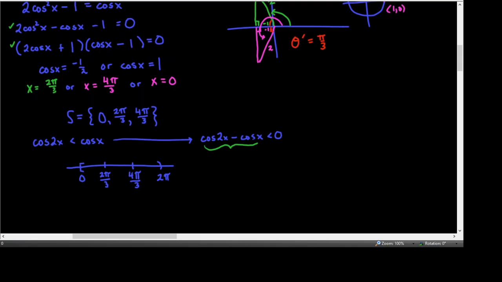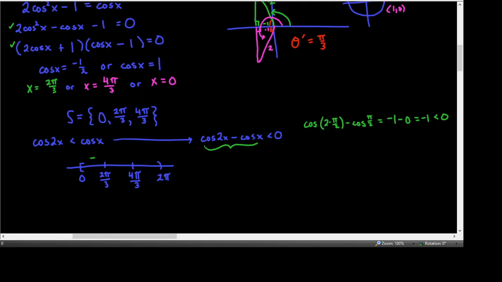Okay? So let's pick a number that's between 0 and 2 pi over 3, like pi over 2. I'm actually going to write this one out because it's more complicated than some of the others we've done. So cosine of 2 times pi over 2 minus cosine of pi over 2. Trying to see if that's a positive or a negative answer. 2 times pi over 2 is pi. Cosine of pi is -1. Minus cosine of pi over 2 is 0. And of course that is a negative answer. So between 0 and 2 pi over 3, that's negative.